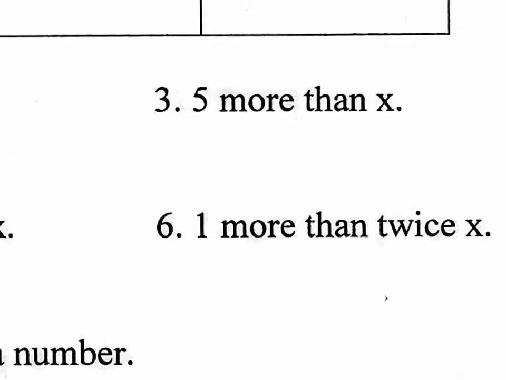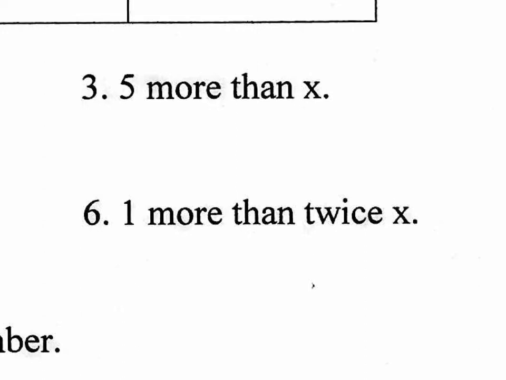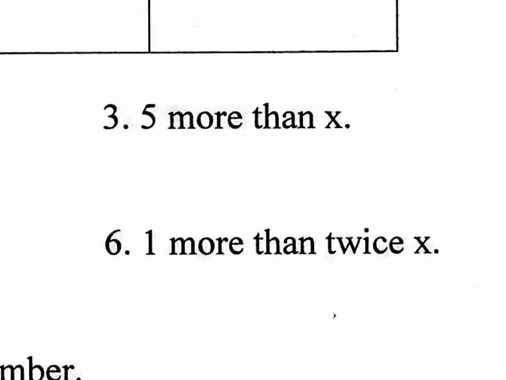Moving on to number 3. 5 more than x. X plus 5. Again, if it said 5 more than your age, you're not going to say 5 plus your age. You're going to put your age first and then add 5 to it. So we're going to put x plus 5. It did imply a switch because it was underlined.